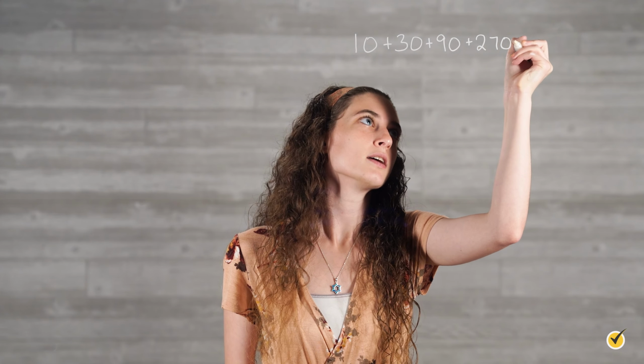A geometric series is the sum of all terms in a geometric sequence. Let's consider the last sequence we looked at, which was 10, 30, 90, 270, and so on. As a geometric series, this is written as 10 plus 30 plus 90 plus 270, and so on.